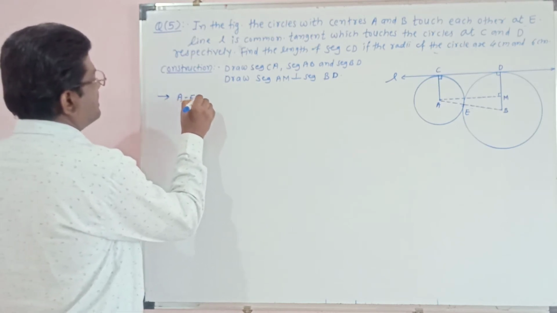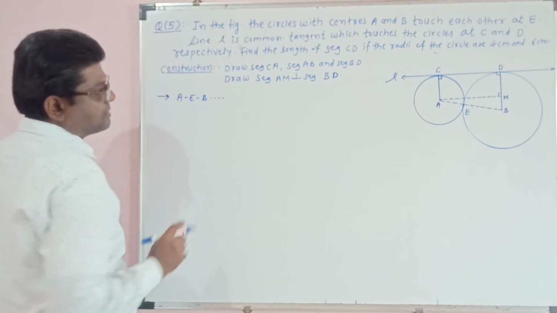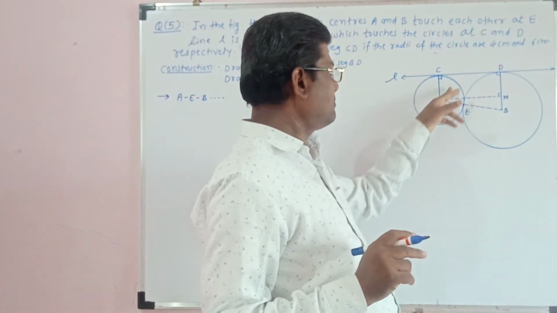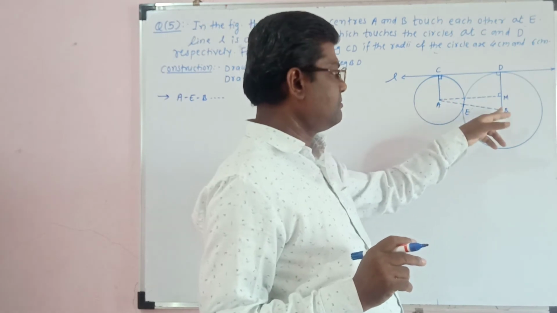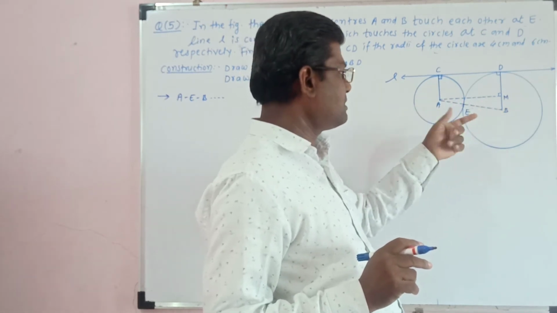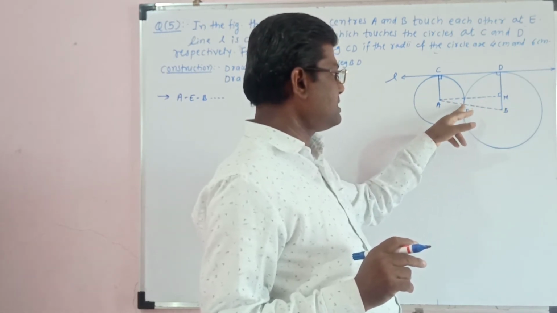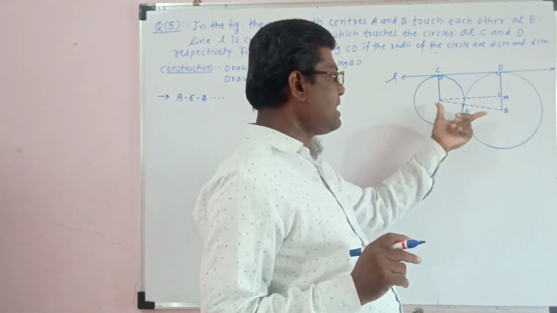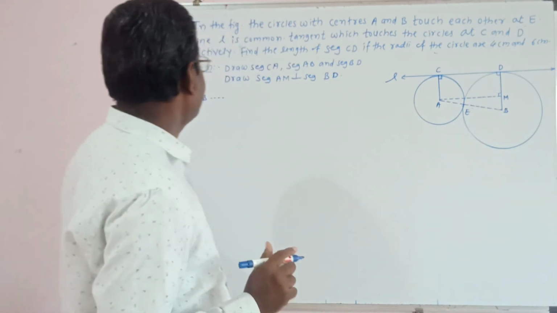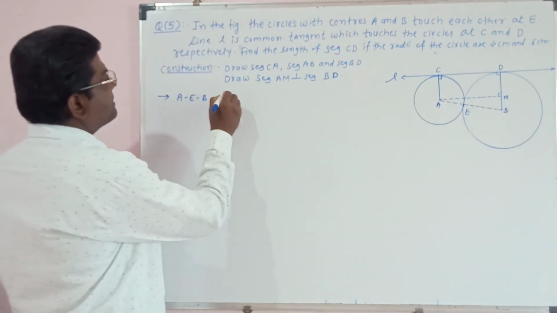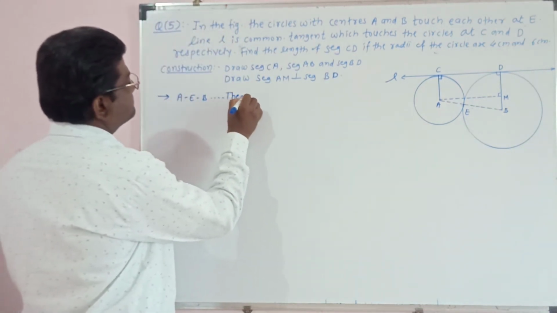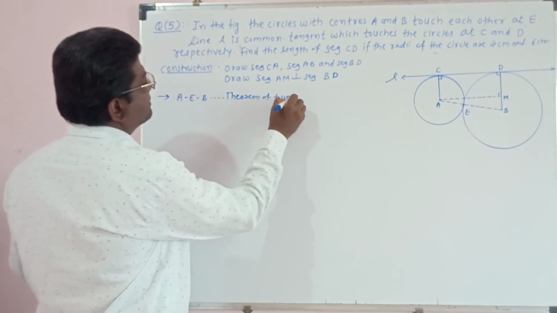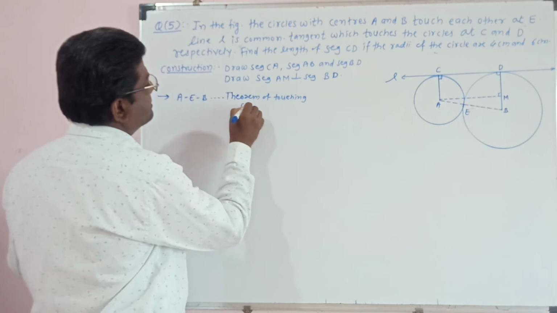A-E-B. A is the center of the smaller circle. B is the center of the bigger circle, and the circles touch at point E. Therefore these 3 points are along the line joining their centers, and this is the theorem of touching circles.